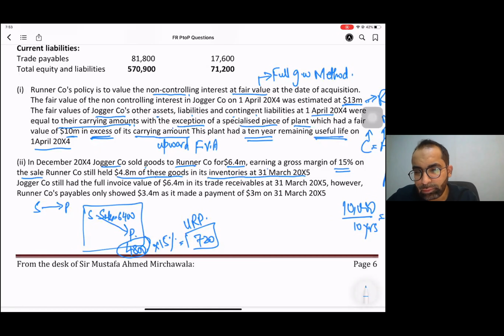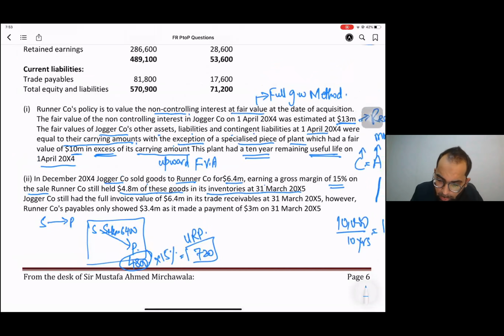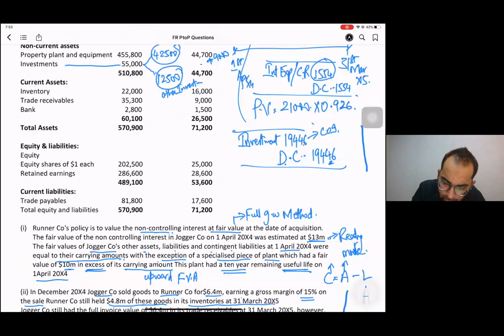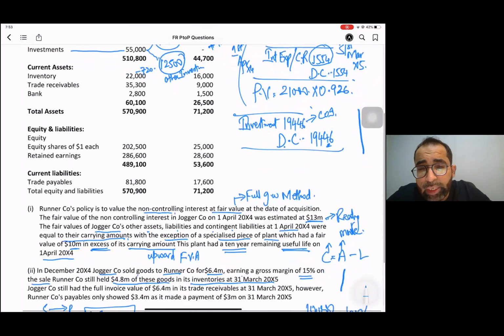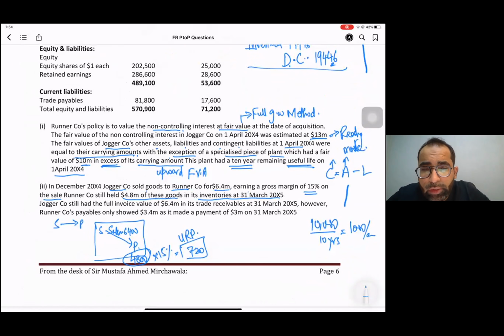Yes or no? And from one more place, from the inventory, you should go to the group inventory and remove it from group inventory as well. Okay, so 720, boys and girls, 720 is the URP which you need to remove from the closing reporting date net assets packet, and group inventory.